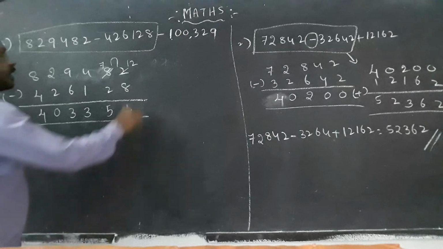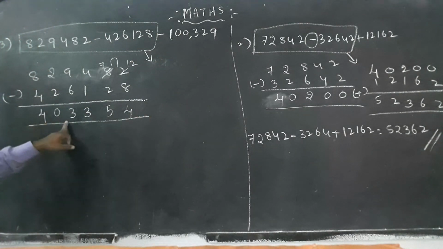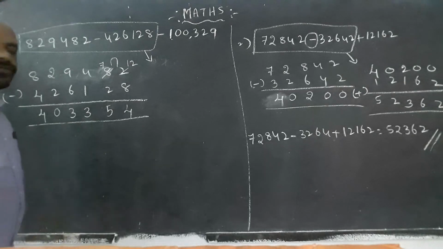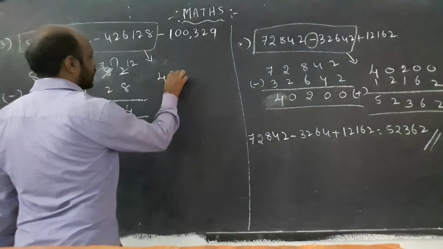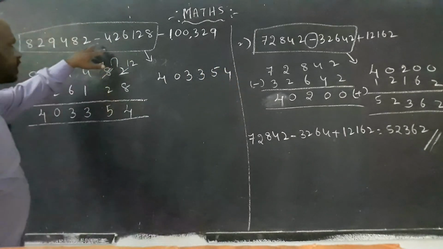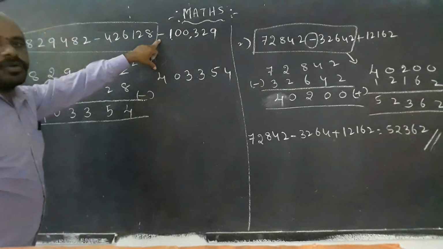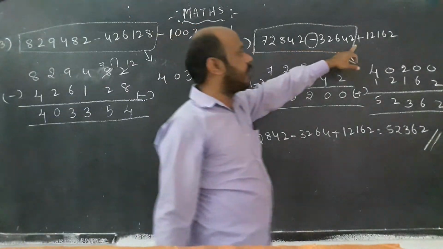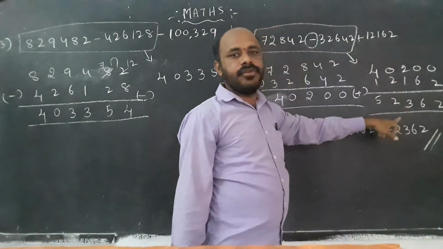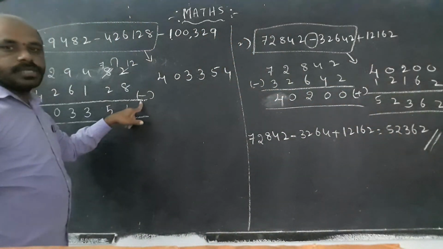Whatever we got as the difference of the first two numbers is 4,03,354. Then which symbol do we have to apply next? The subtraction symbol only. In the second example we had an addition symbol, so we did addition. But here a subtraction symbol is there, so we have to subtract.